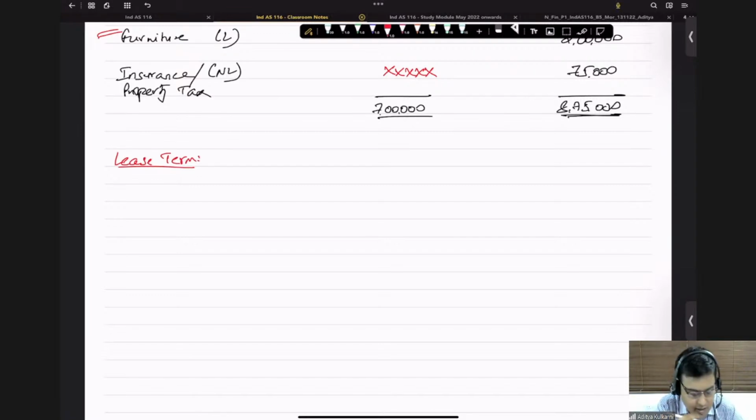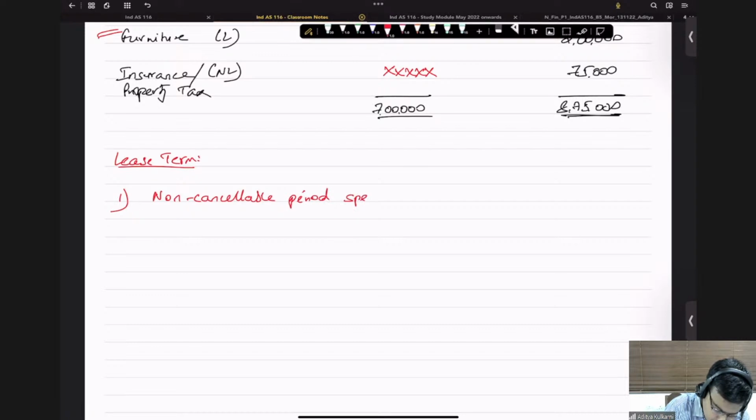That is the lease term. It is quite simple if we think from that perspective. So typically, those of you who think that it is that term, it is definitely that term. So it is the non-cancelable period specified in the agreement. That will definitely happen, no doubt about it.